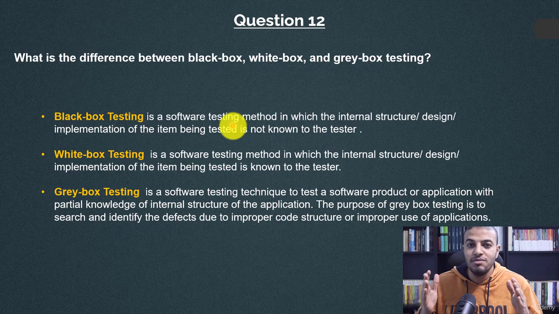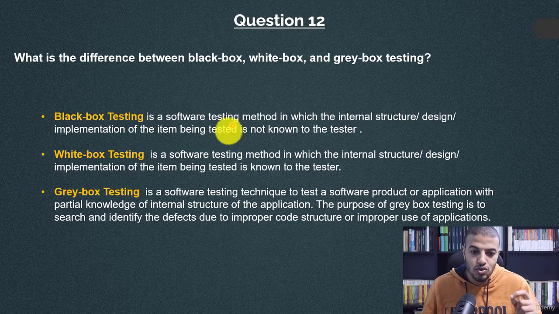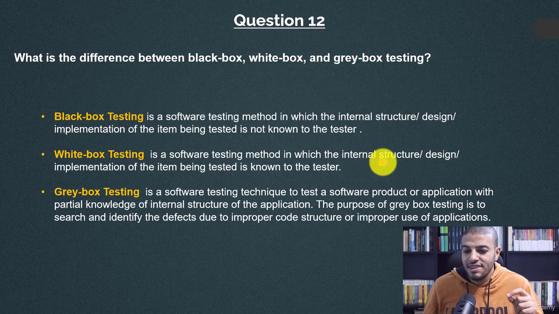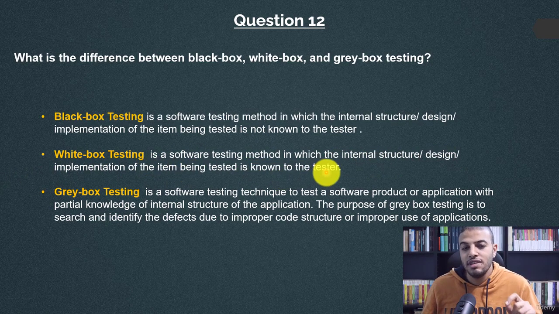On the other hand, if I'm testing the mobile phone using white box testing, in this case I will provide input too, but I will see the internal structure. Okay, I will open the mobile and see what is happening to the input that I am providing. So here, white box testing is a software testing method in which the internal structure, design, implementation of the item being tested is known to the tester.